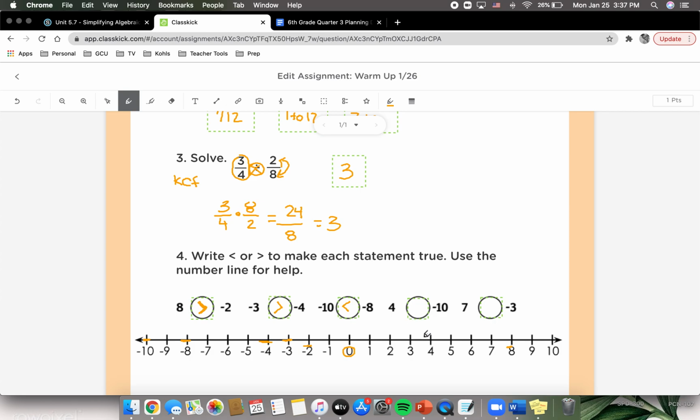Looking at 4 and negative 10, which is all the way down here, it's better to have $4 than negative $10. So we're going to represent this as 4 is greater than negative 10. And lastly, we're going to look at 7 and negative 3. 7 is right here, and negative 3 is right here. And we're trying to find out if 7 is greater than or less than negative 3. And 7 is going to be greater than negative 3 because it is on the right-hand side of the number line. And it's always better to be on the right-hand side of the number line.